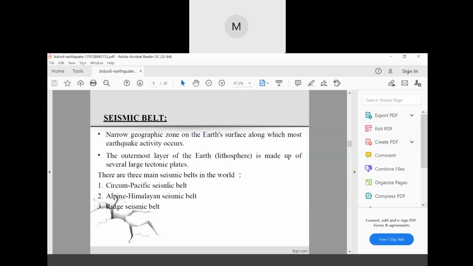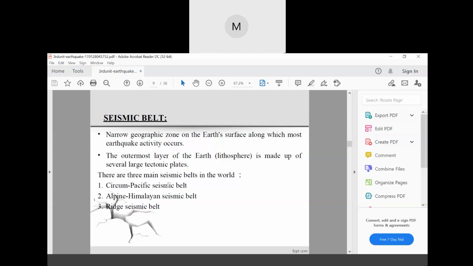Now look, the earth is divided into several major and minor plates. Now if these major and minor plates, the zone between the plates, these areas are mostly vulnerable to earthquake. These zones generally are very much vulnerable. They will lead to earthquake and all.